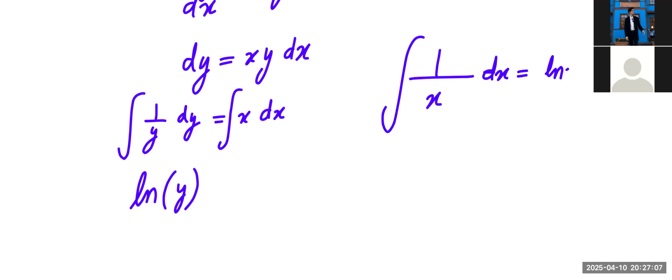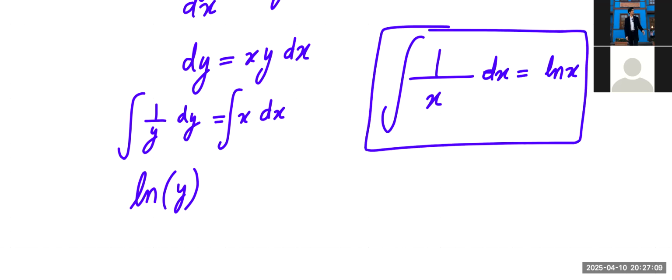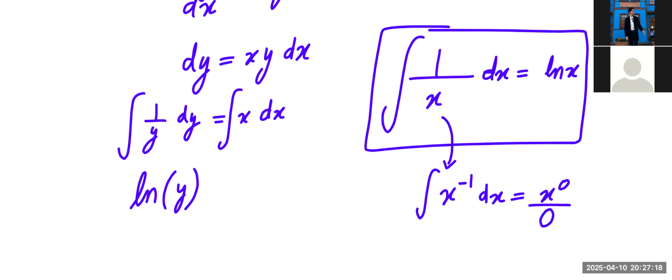Don't make the mistake of using the power rule. In fact, you will notice something's off when you try to use the power rule because you'll have to add 1 to the power, which will make the power 0, and then you'll have to divide by the power, which is 0, which is weird. Impossible, right? So be careful. Now, on the left side, you end up with natural log of y.